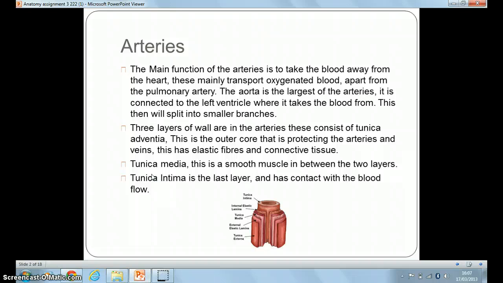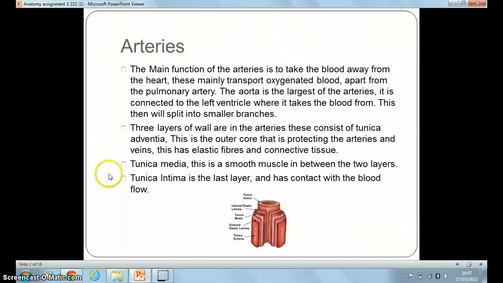The arteries. The main function of the arteries is to take the blood away from the heart. These mainly transport oxygenated blood. Apart from the pulmonary artery, the aorta is the largest of the arteries. It is connected to the left ventricle where it takes the blood from. This then will split into smaller branches.